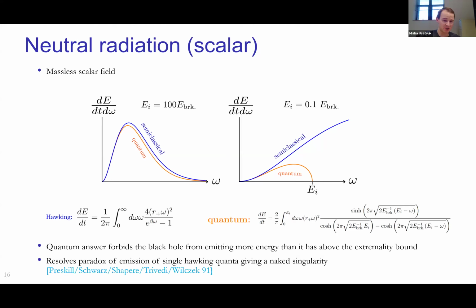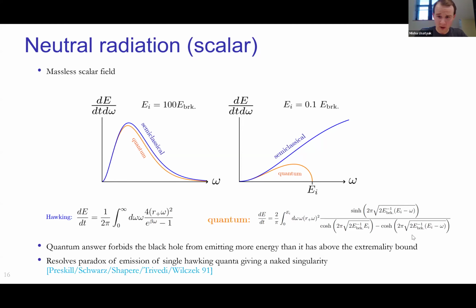This resolves a puzzle that was pointed out by Preskill, Schwarz, Shapere, Trivedi, and Wilczek in '91, where they noticed the blue curve would naively create tons of naked singularities for these near-extremal black holes. The quantum answer is actually not bad. I've written it here on the right. It's just some trig functions, and it has a sharp cutoff in energy.